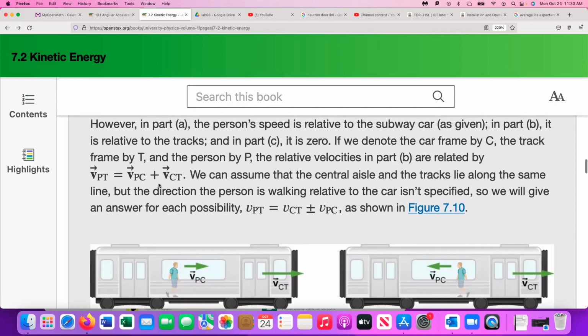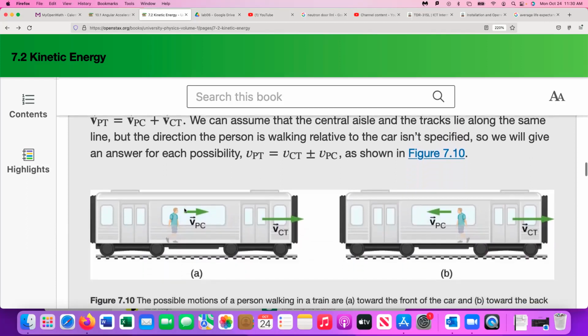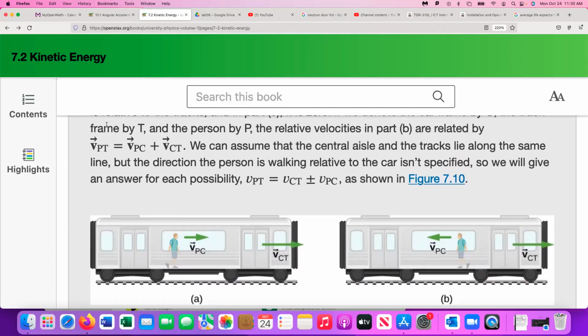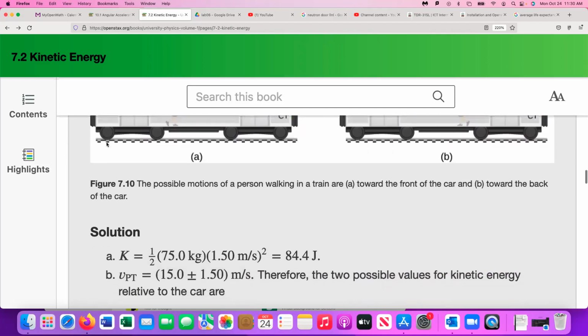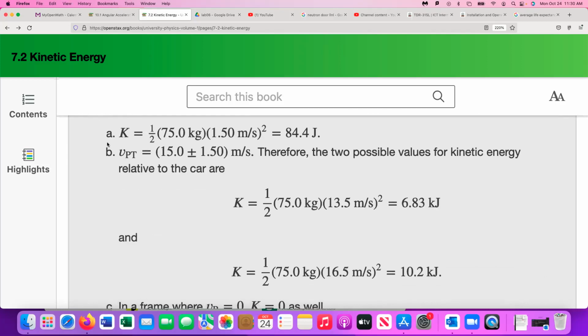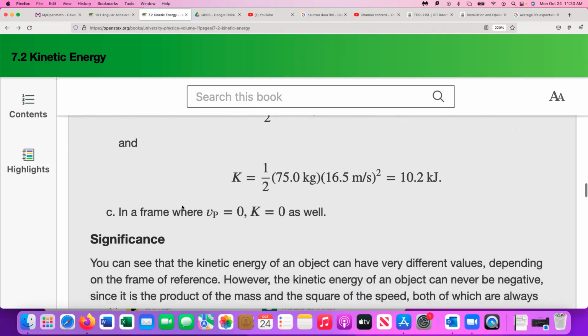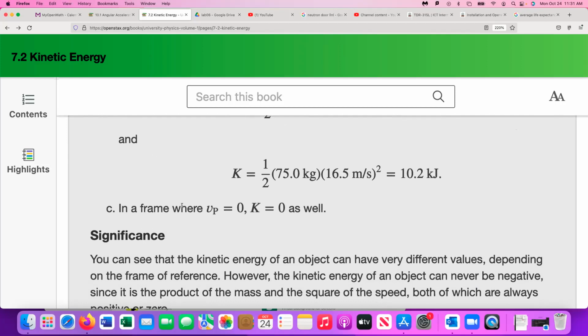Let's see. So the velocity of the person total is equal to the velocity of the person relative to the car, plus the velocity of the car relative to the tracks. I'm assuming that's what that means. And that can be positive and negative because it's vectors, right? So you choose a direction for positive, and then your velocities are positive and negative, depending on which direction they're going. And here they calculate the two different kinetic energies depending on which way the person is walking relative to the train moving, and using those two relative velocities and so on and so forth. Of course, if the person is not moving at all relative to the train, their kinetic energy relative to the train is 0, right?